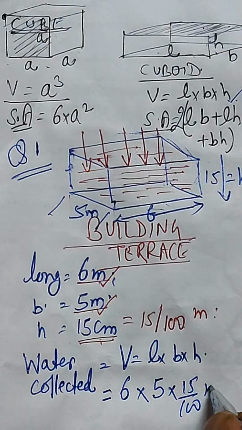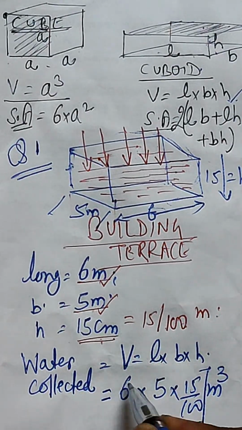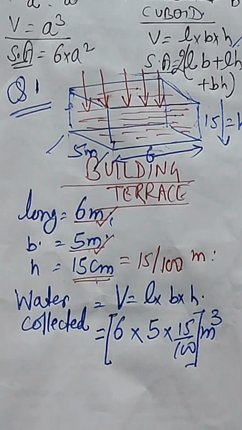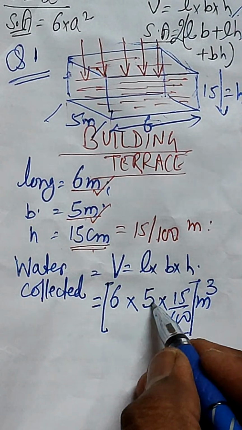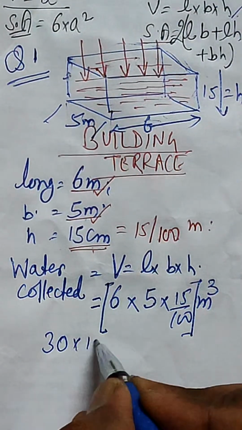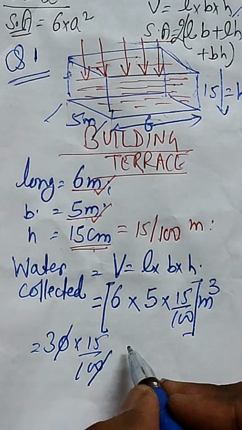So this is in meter cube, but the volume of the water would be in liter. So we're going to that. Before that, we just calculate it, right? Now 6 into 5 is 30, so it will be 30 into 15 by 100. So 100 will be cancelled out.